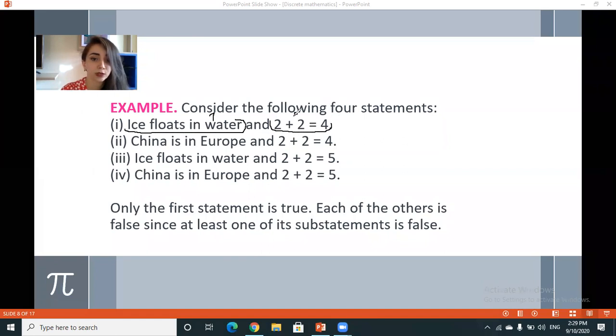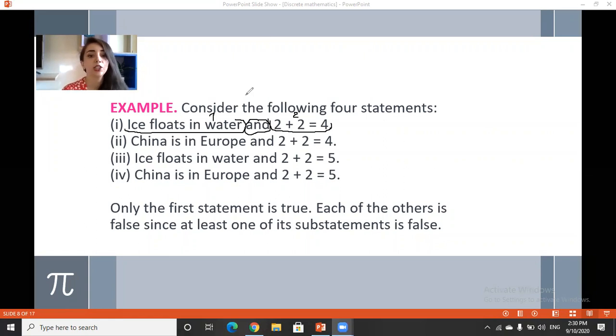The second statement is this. And the conjunction between them is "and". You see, here is "and". So the first statement is true, and the second statement also is true. It means that this first proposition, the compound proposition, is true because both of them are true.